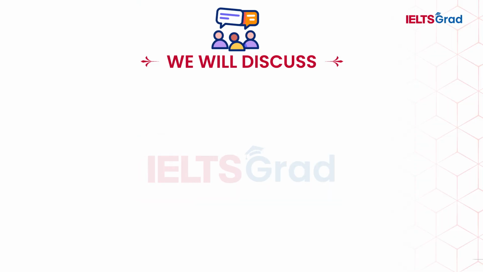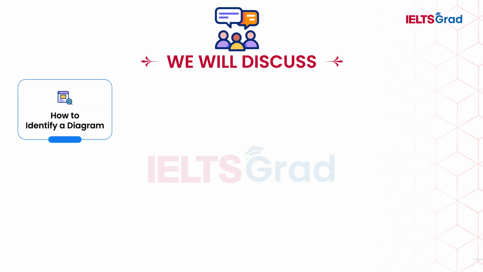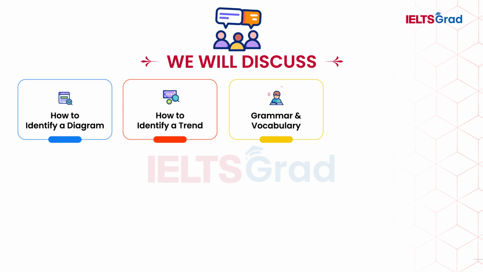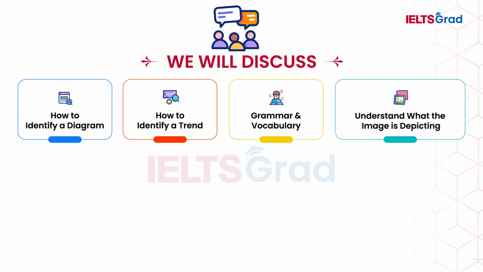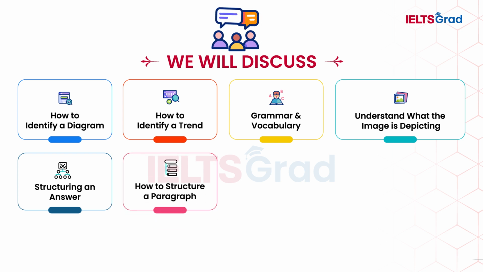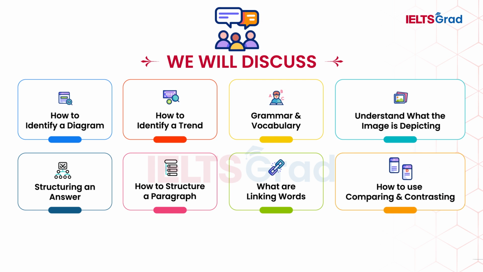After successfully training hundreds of students to achieve 8+ band, we have created a list of best proven tips and strategies for writing task 1. We will discuss how to identify a diagram, how to identify a trend, grammar and vocabulary, understanding what the image is depicting, structuring an answer, how to structure a paragraph, what are linking words, and finally, comparing and contrasting.